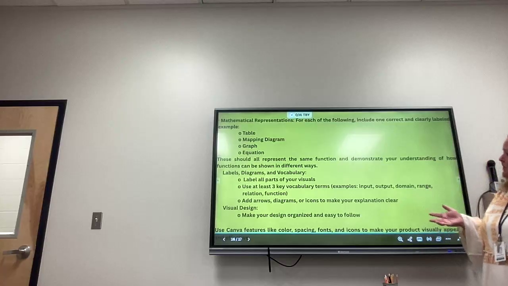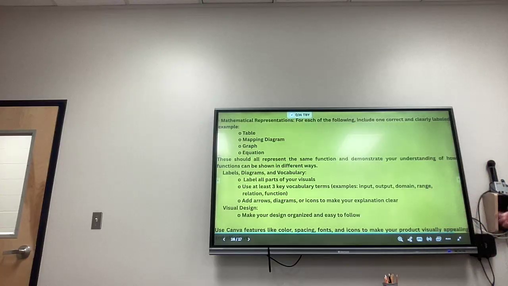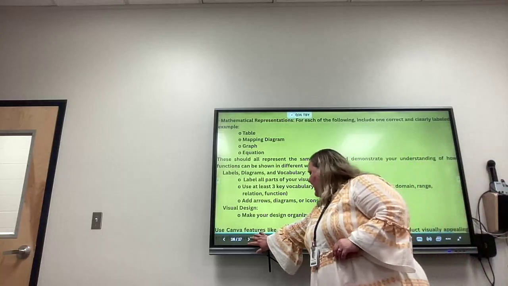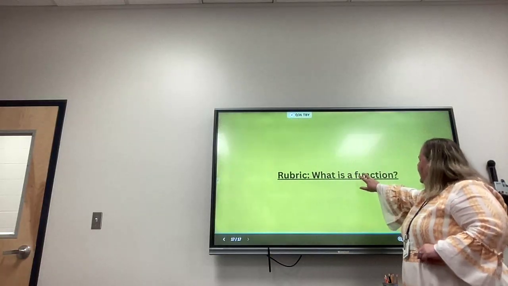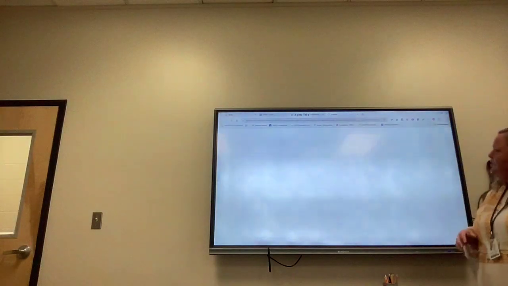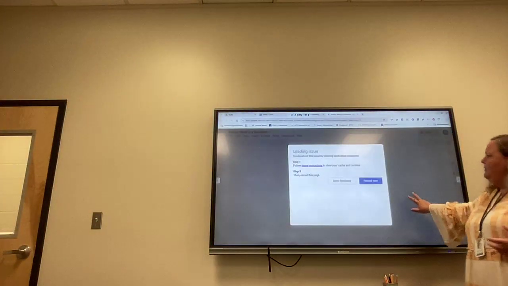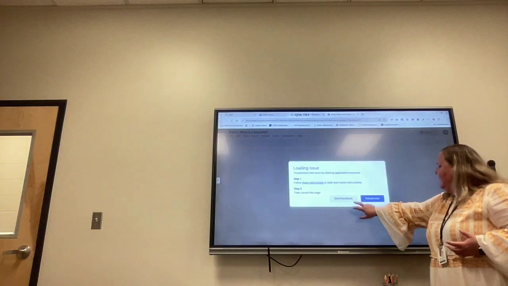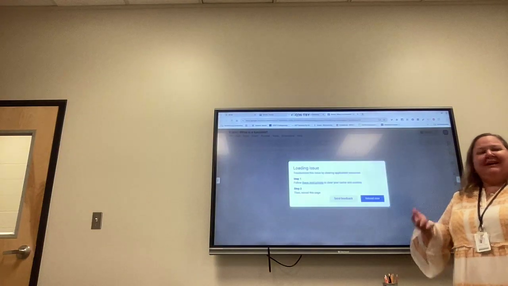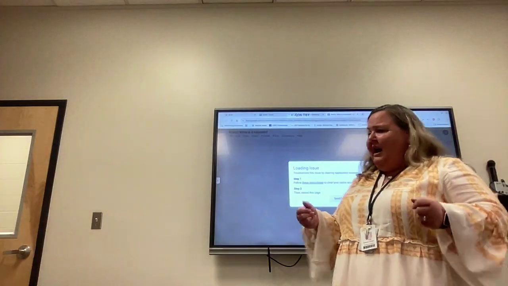All these representations represent the same function and demonstrate your understanding of how functions can be shown. Label all the parts. Use at least 3 vocabulary terms: input, output, domain, and range. Add arrows, diagrams, or icons to help explain, and make sure your design is organized. You can do all kinds of things on Canva. We've used it in class previously. So, what is a function? Here is your rubric, and to get all points possible, it is not taking me there, so I will print that out and give it to you so that you can have it to begin.